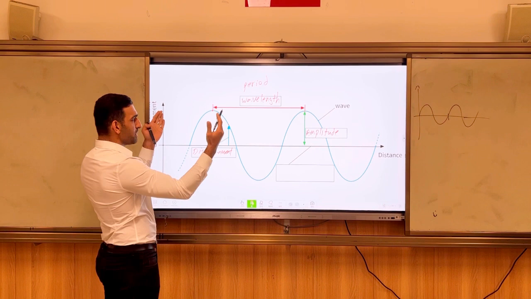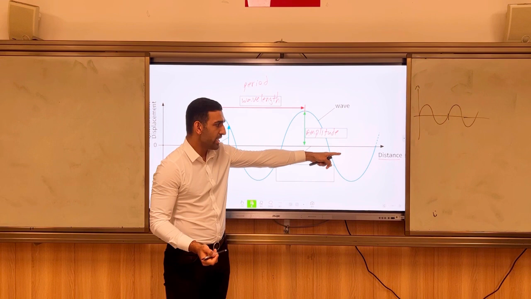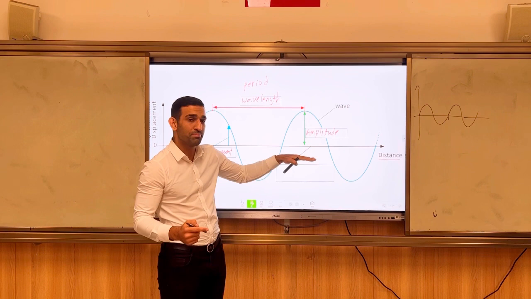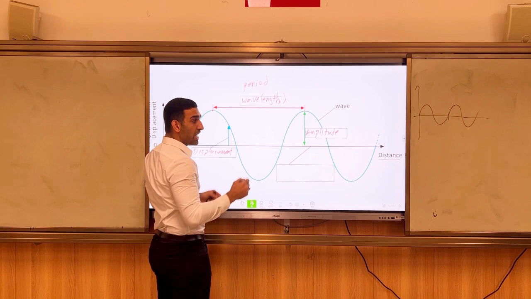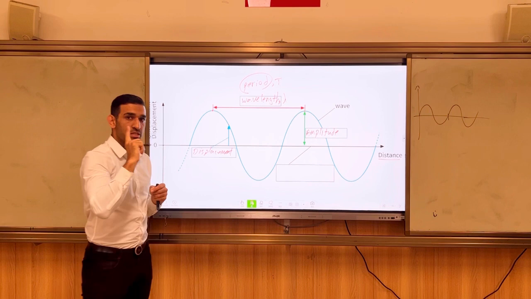We're not talking about that one because this is a horizontal line. So we are talking about the x-axis. So x-axis is distance. Is not time. So we need to be careful about the x-axis. What is the base? Is it the time base or it's a distance base? If it's a distance base, that's going to be wavelength. We show it by lambda. If it's time base, we say period, and then we show it by T. So we need to be careful about it.